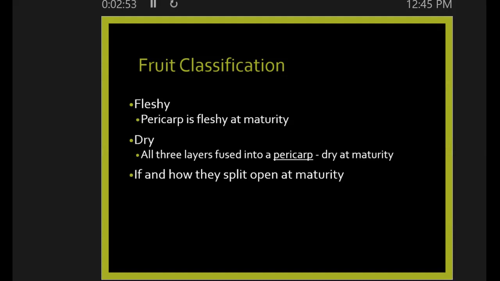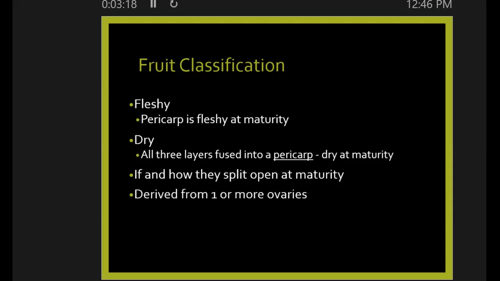Then another thing they look at, to classify, especially with the dry fruits, is do they split open at maturity? So some pods, for example, will split open and release the seeds. Some pods won't. They'll stay closed, and if you want the seeds inside, you have to peel open the peas and get them out.